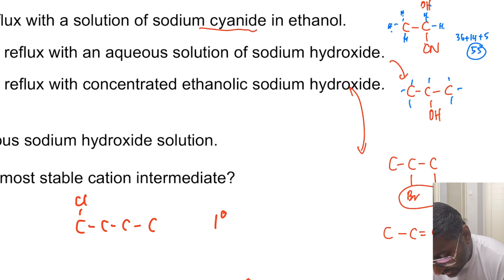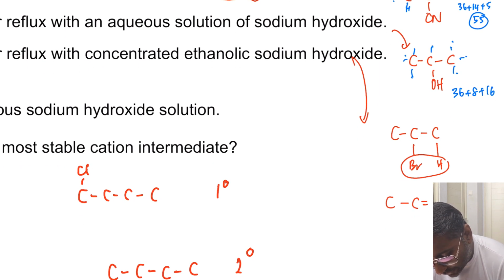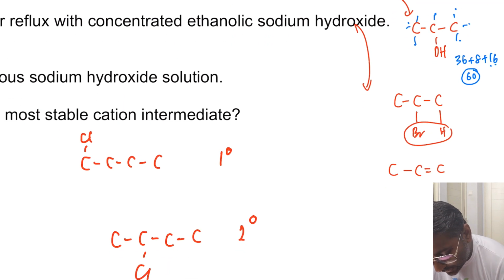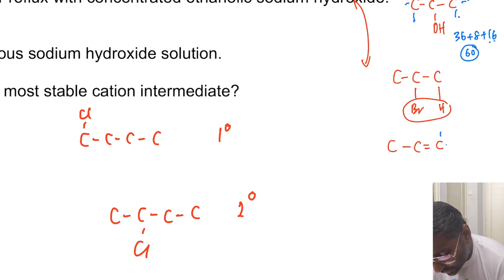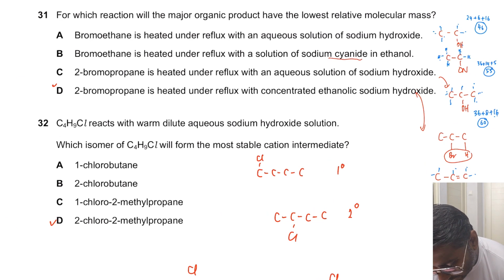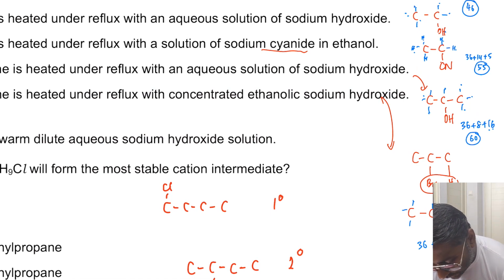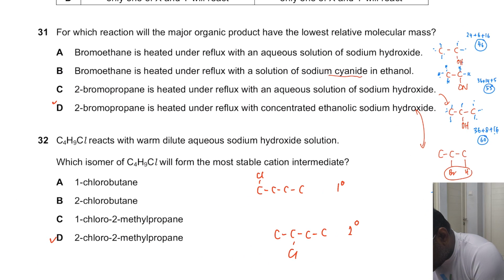Here, 3 carbon is 36, hydrogen 1 2 3 4 5 6 7 8, and then with oxygen, 60. And then the last one: 3 carbon is 36, hydrogen 1 2 3 4 5 6, total 42. They want the lowest, so from 46, 55, 60 and 42, it is 42. So this will be the answer, the lowest.